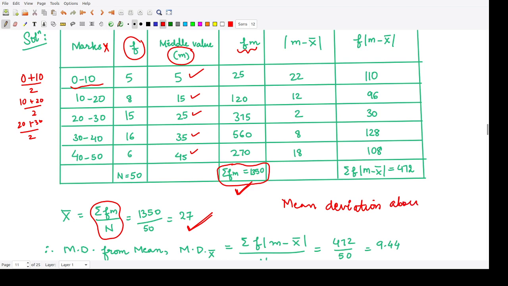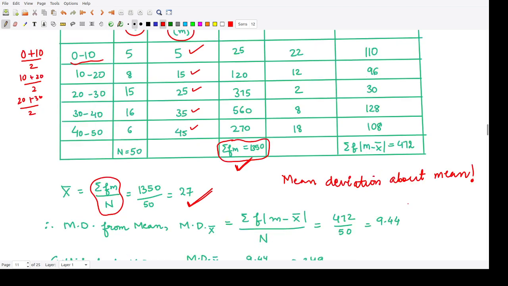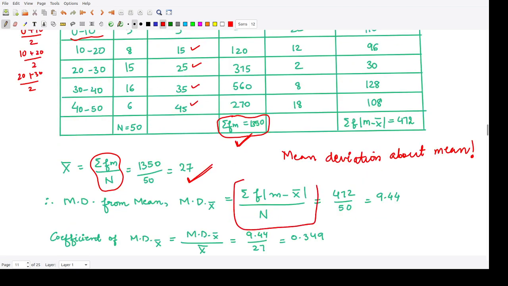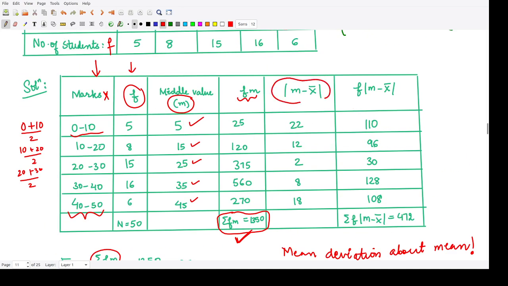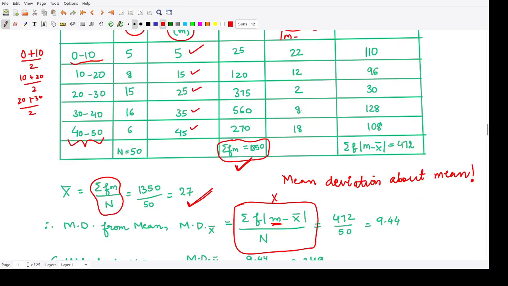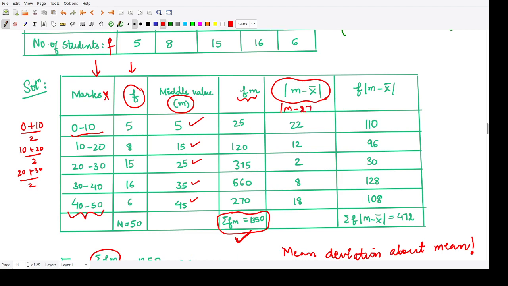Once you have the mean, now you could go for calculating this mean deviation about mean. Mean deviation about mean would be calculated using this formula. Now notice here that we'll use the middle values instead of the given x values, because here we have continuous class interval type values. So firstly we'll calculate this modulus of m minus x bar. What is x bar? X bar is obtained to be 27, so modulus of m minus 27. So you have the value of m as 5, 5 minus 27 mod is 22, 15 minus 27 mod is 12, 25 minus 27 mod is 2, and so on.